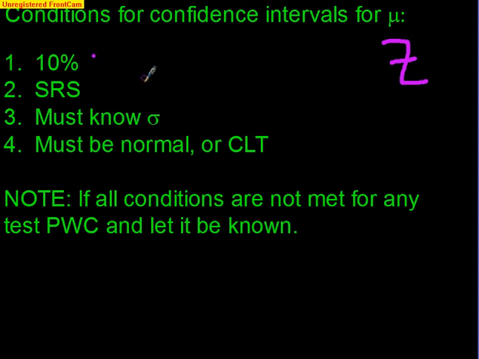10%: we cannot sample more than 10% of the population. SRS: we want our sample to be random, and the reason for that is we don't want any bias, or we don't want one event to influence the next one. No sigma: in order for us to use this test that we just talked about, the z-star, we absolutely must know this. We cannot PWC on number 3. If we don't know sigma, it will not be a z-test. We absolutely have to know this. And then must be normal or CLT. And again, CLT is central limit theorem.